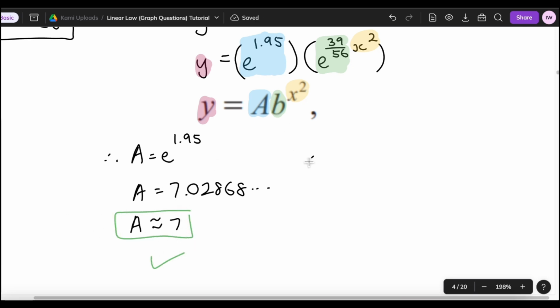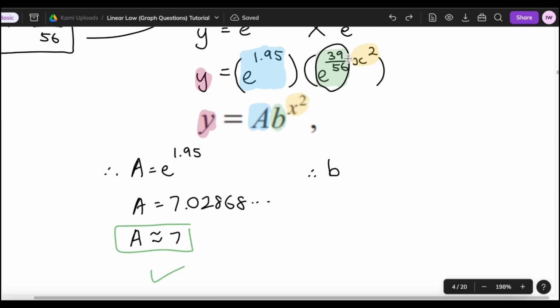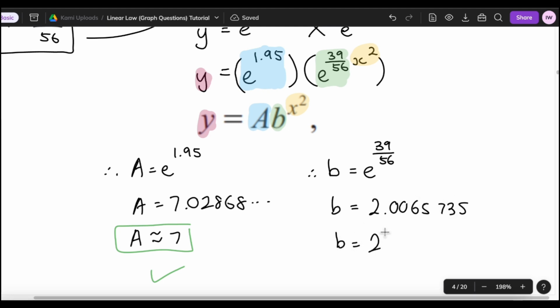And then for B, the value of b is the highlight that you see in green. So b should be the same as our e power 39 over 56. Let's see how this one goes. I'm going to round this to one significant figure. So the full decimal number looks like this. And for one significant figure, that's actually just 2. That's the first figure there. So a is 7 and b is 2.